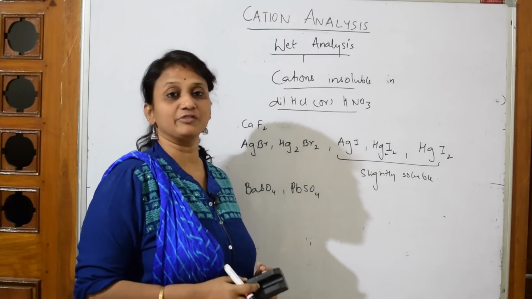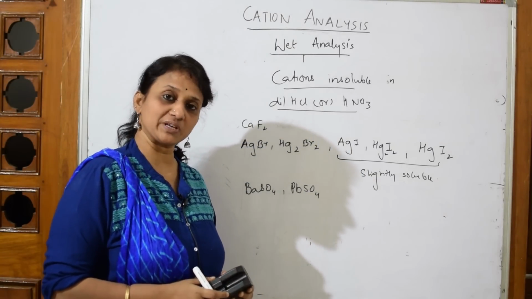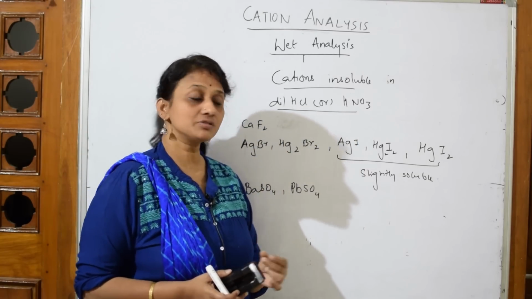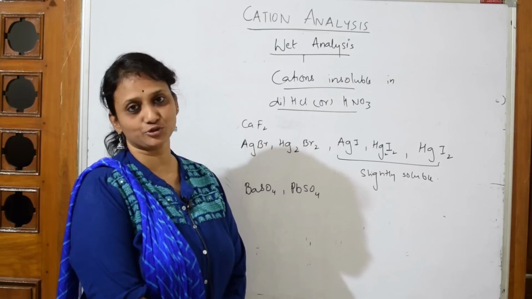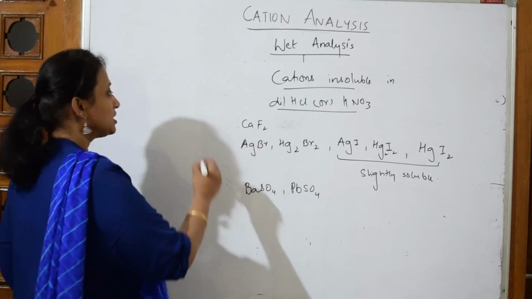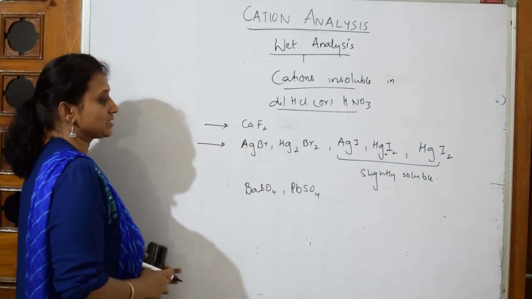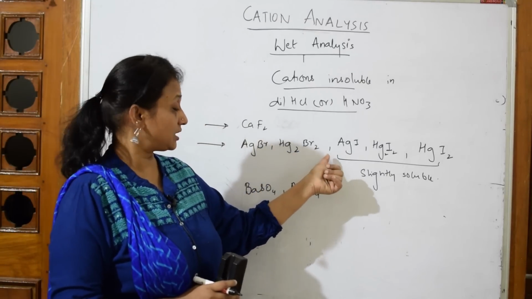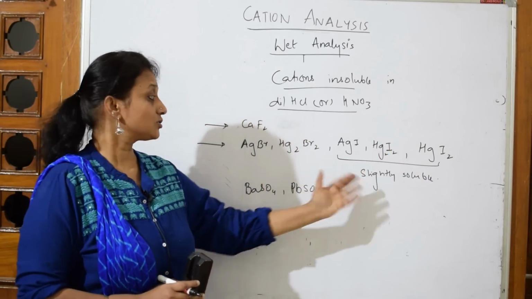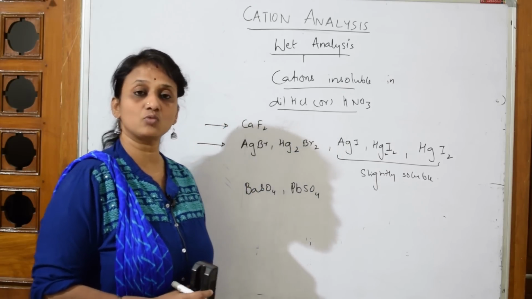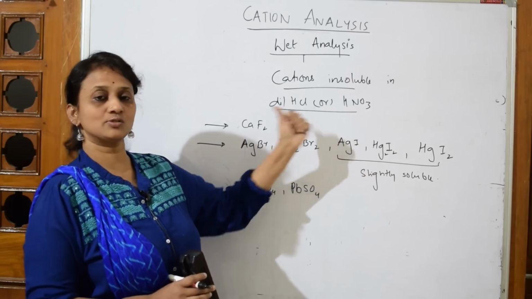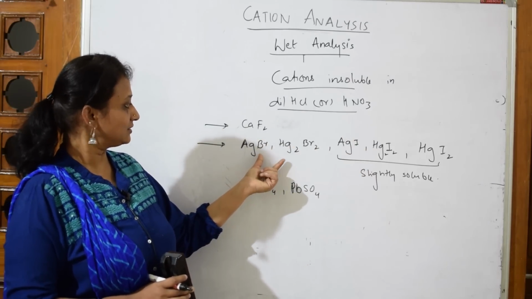So we have seen the wet analysis, what are soluble in water, what are sparingly soluble, what are insoluble. Let's see one more. This is a list of cations which are insoluble in dilute HCl and HNO3. This is one more idea which you can remember. So calcium fluoride and these salts, AgBr, Hg2Br2, silver iodide, mercuric iodide, Hg2I2, HgI2. These three combinations are slightly soluble in these two, right? These two are insoluble.